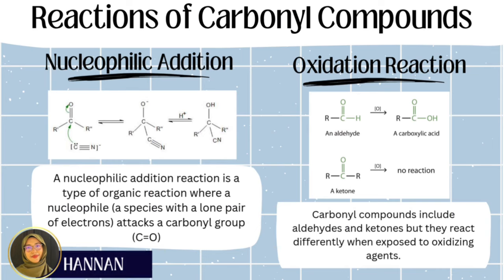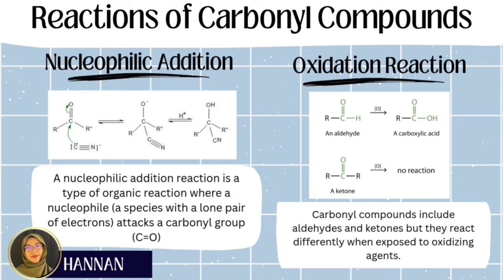Moving on to reactions of carbonyl compounds. The first one we have is nucleophilic addition. The cyanide ion CN- attacks the slightly positive carbonyl carbon. The double bond to oxygen breaks and the electrons move to the oxygen, making it O-. Next, the O- picks up a hydrogen ion to become an OH group. The final product is cyanohydrin, which has both an OH group and a CN group attached to the same carbon.